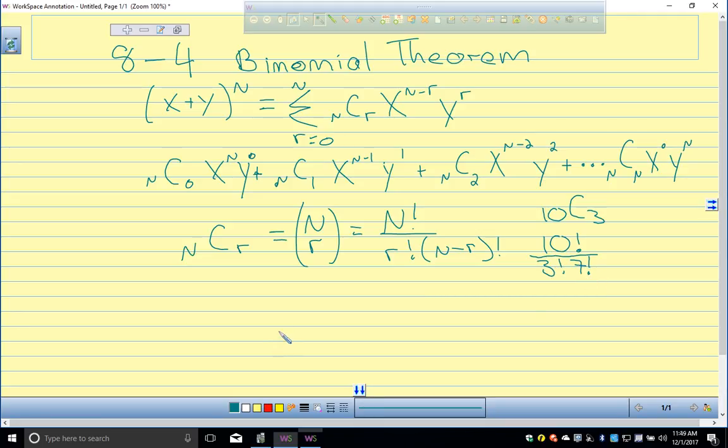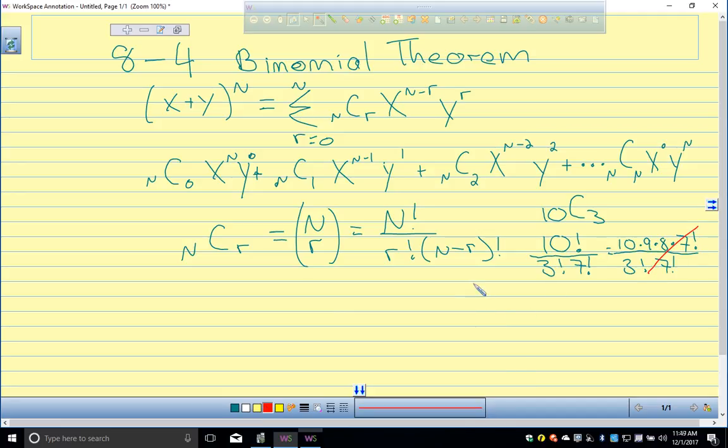And you can do that on your calculator, but if you have really big numbers, your calculator is going to get an overload. So what you should learn to do, if they ask you to do this by hand, which I probably will on a test at some point, is 10 times 9 times 8 times 7 factorial, because we keep going down, over 3 factorial times 7 factorial. What happens to the 7 factorial? You can cancel those out, right?